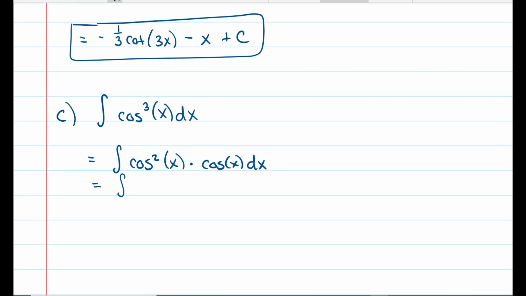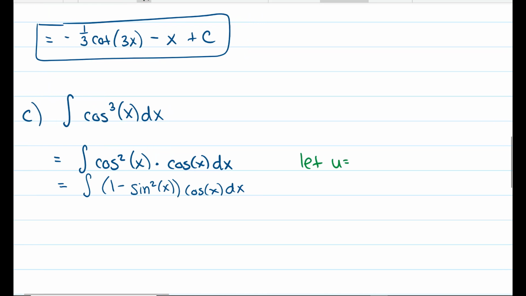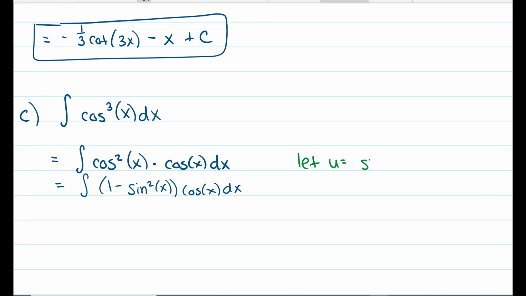So this is going to be the integral of, and I'm going to rewrite cosine squared as 1 minus sine squared x, cosine of x dx, because now I can let u equal sine of x, and so I'm going to get du is equal to cosine of x dx. Notice now that I have my u sub. So I can rewrite this as the integral of 1 minus u squared du.